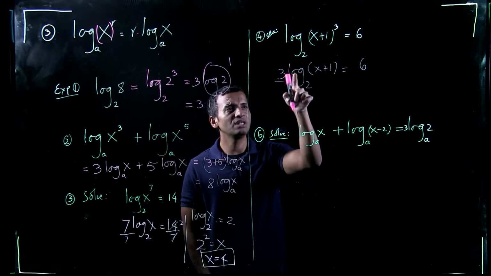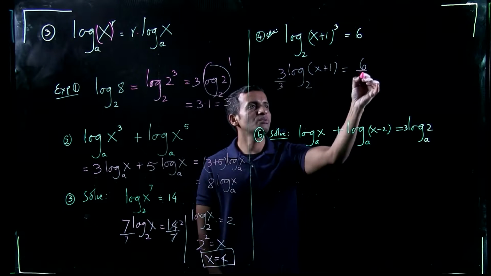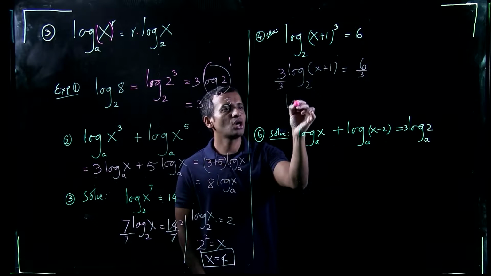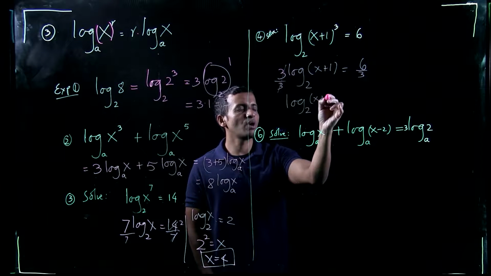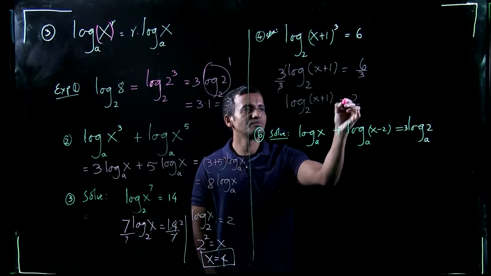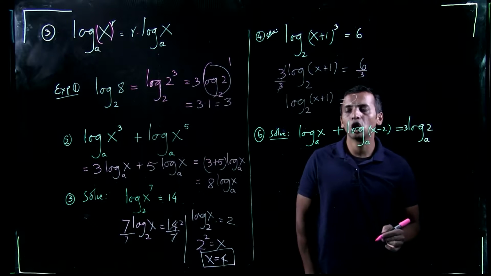So first of all, get rid of 3, then get rid of log, and then you will solve for x. Divide by 3, what do you get? You cancel that 3 and 3, and you get log base 2 of x plus 1 equals 2. Make sense? The next thing you want to do is get rid of log.